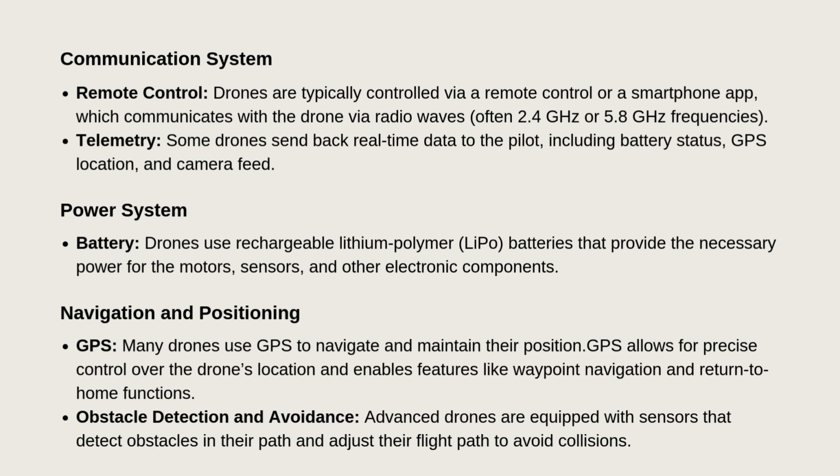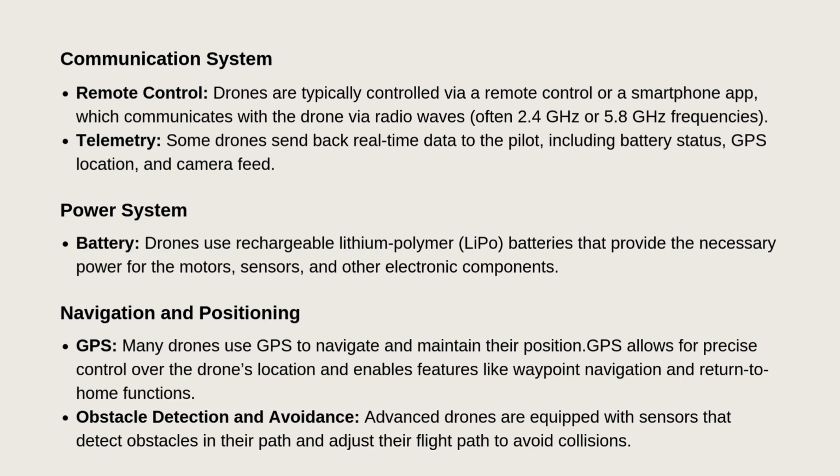Power system. Battery. Drones use rechargeable lithium polymer (LiPo) batteries that provide the necessary power for the motors, sensors, and other electronic components. Navigation and positioning, GPS. Many drones use GPS to navigate and maintain their position. GPS allows for precise control over the drone's location and enables features like waypoint navigation and return-to-home functions.